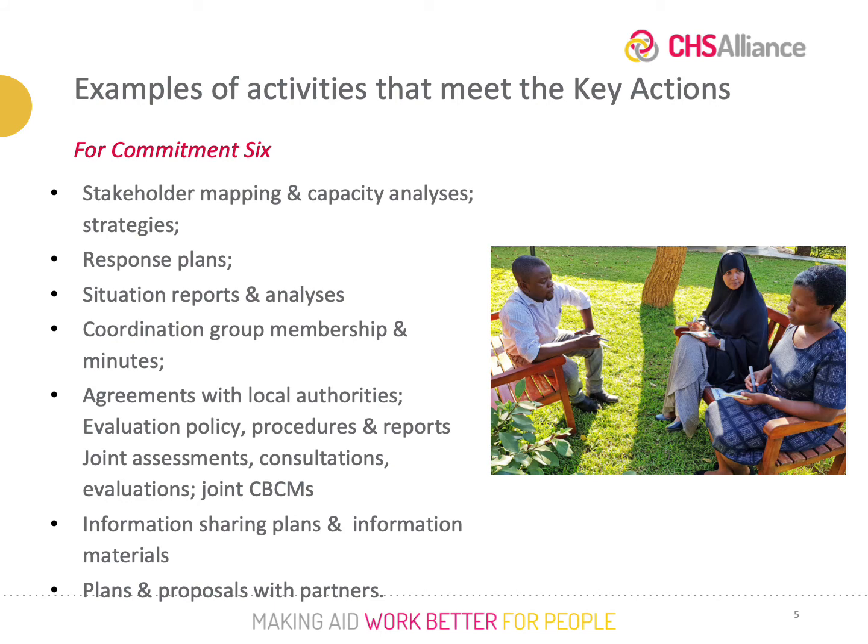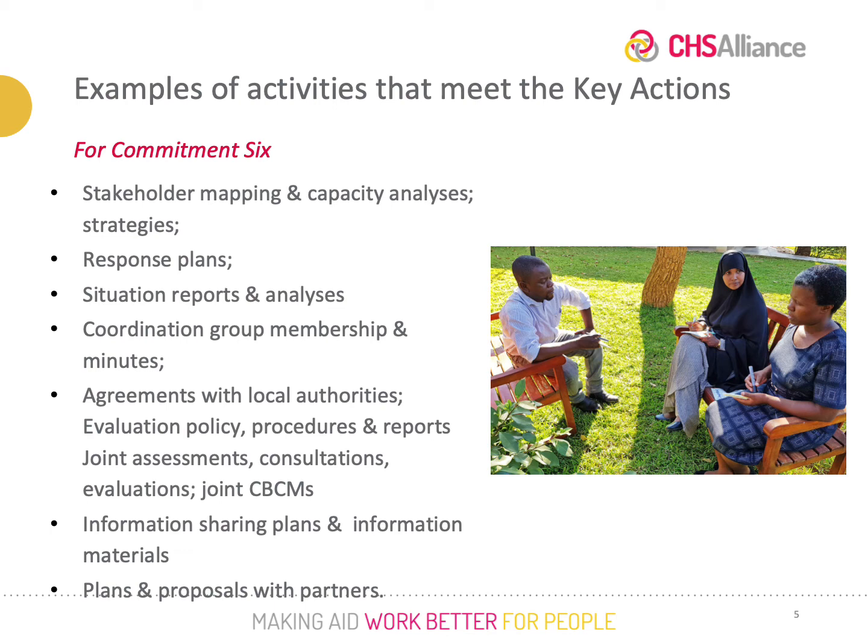The types of actions that demonstrate whether your staff are meeting the key action indicators of Commitment 6 include: 1. Identifying capacities and interests in stakeholder mapping and capacity analysis. Use these in global and/or country strategies, response plans, situation reports, and analysis. 2. Evidence of coordination group membership and representation minutes. Agreements with local authorities also demonstrate the key actions are being taken.